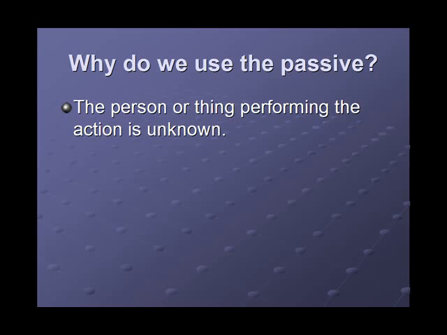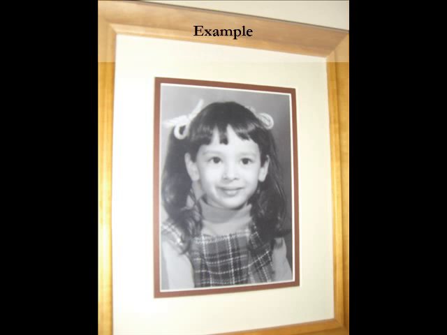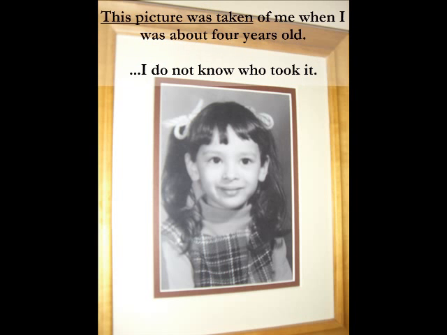Now let's talk about why we use the passive. Why do we use the passive? There are several reasons. Let's name each one. The person or thing performing the action is unknown. And in this case, there will be no by phrase. This picture was taken of me when I was about 4 years old, and honestly, I do not know who took it.